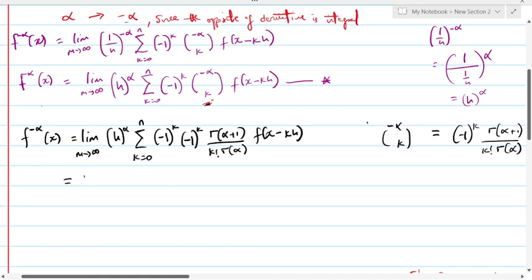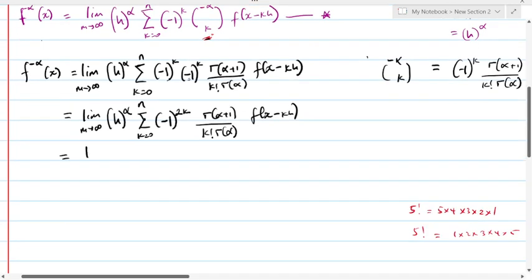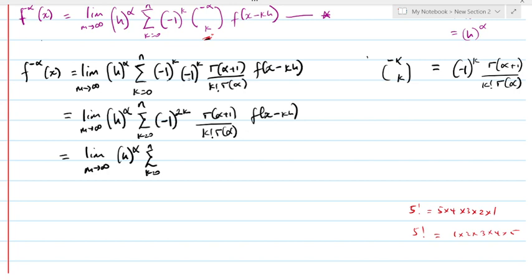So we know that the limit as n tends to infinity of h to the alpha, summation k equals 0 to n, minus 1 raised to power k times minus 1 raised to power k, that will be minus 1 raised to power 2k, times gamma alpha plus 1 over k factorial gamma alpha, f of x minus k h. Now minus 1 raised to power 2k will be positive 1, no matter the value of k. So 1 times what we have here, gamma alpha plus 1 over k factorial gamma alpha, f of x minus k h. This gives us our f of minus alpha of x.